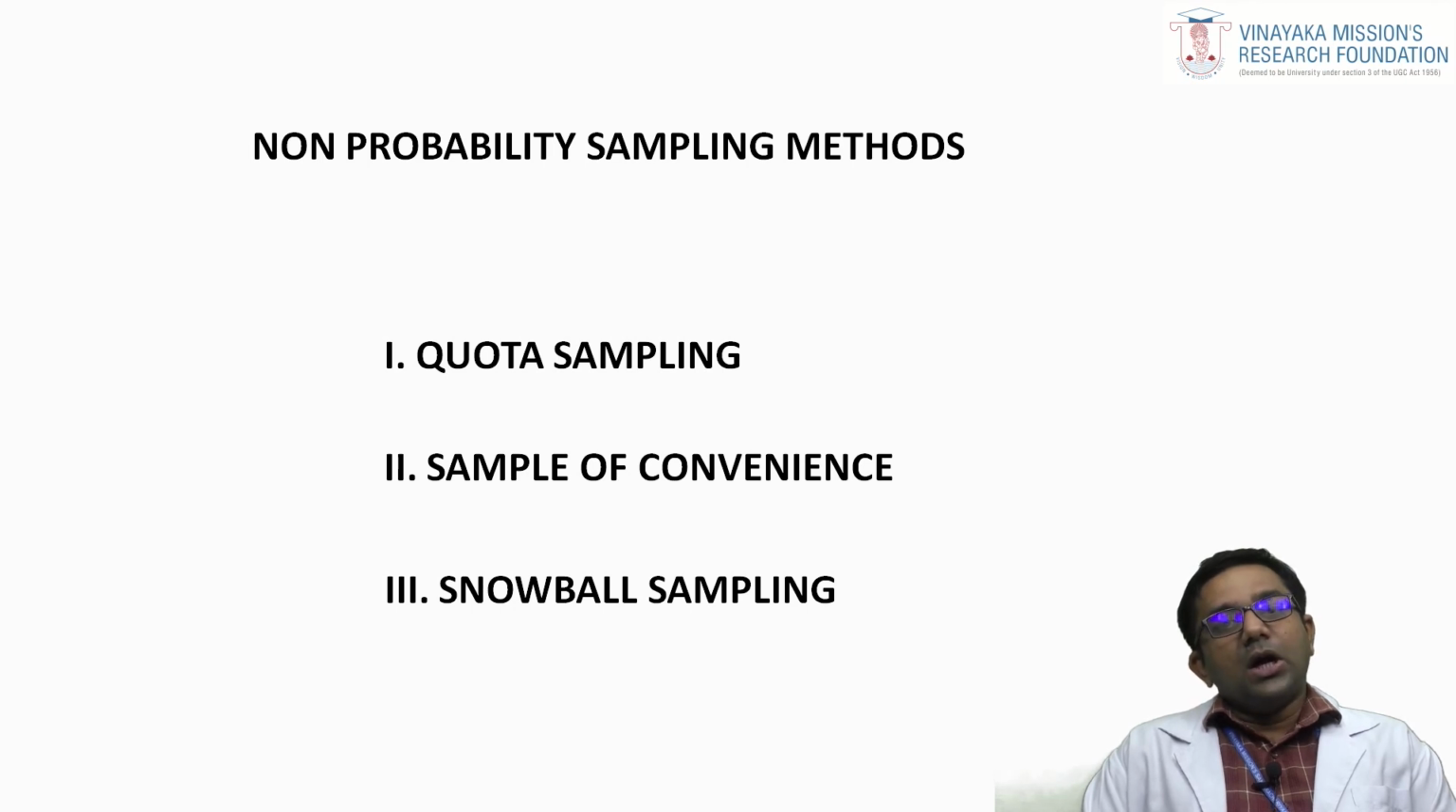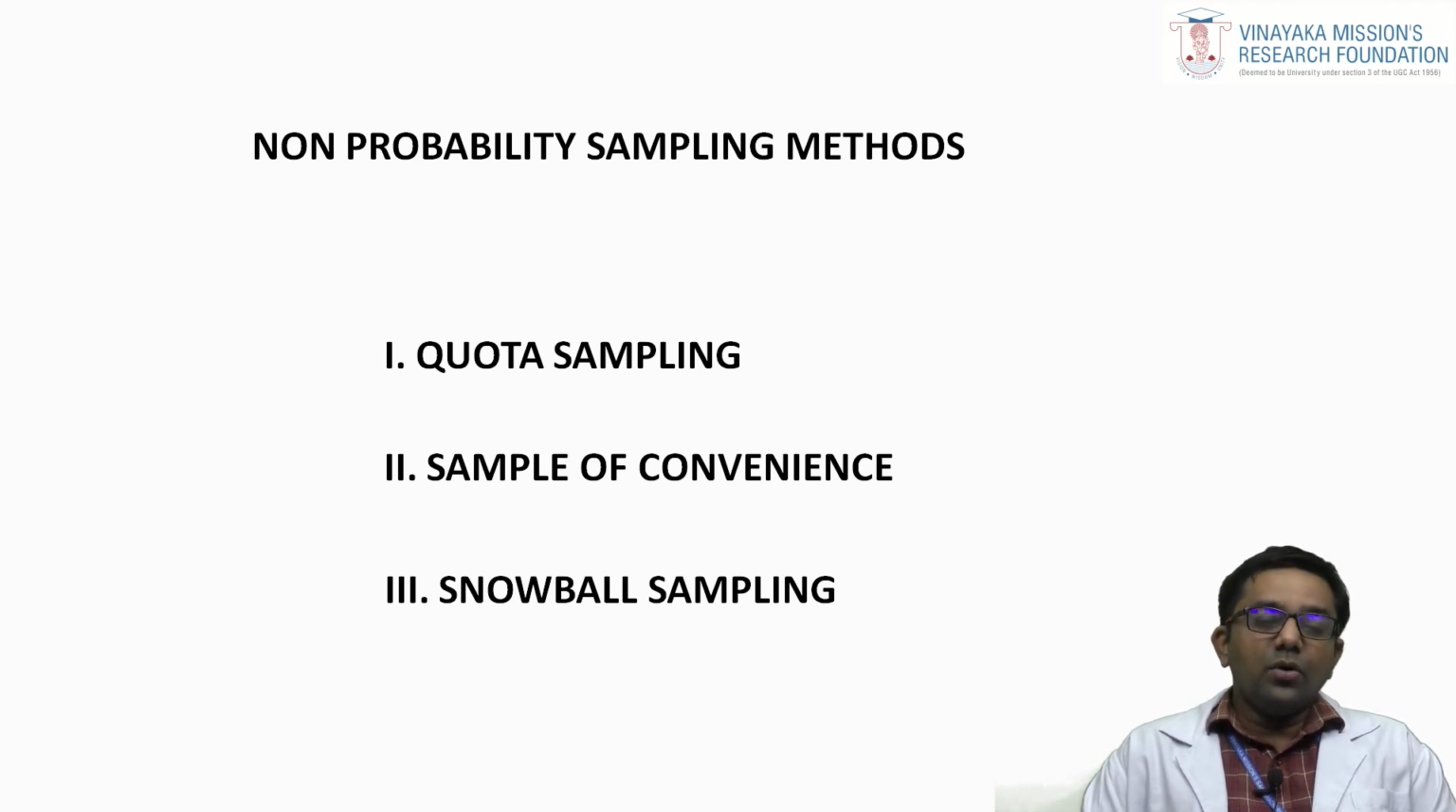Now we will see what is non-probability sampling techniques. What are the non-probability sampling techniques? Non-probability sampling techniques are mainly divided into three types, that is quota sampling, sample of convenience, and snowball sampling. So, what is quota sampling? Quota sampling is nothing but we give a quota. Quota means we give numbers to it. I am going to select 100 participants. So, I am giving a quota. So, that means I am giving a predetermined value or number to it, that is why it is known as quota sampling.